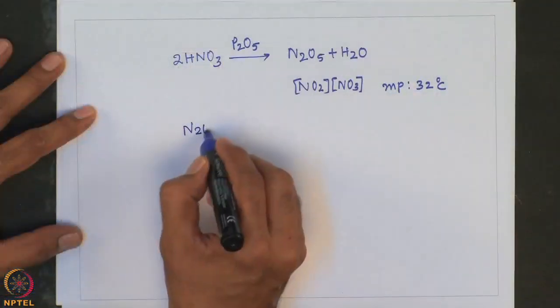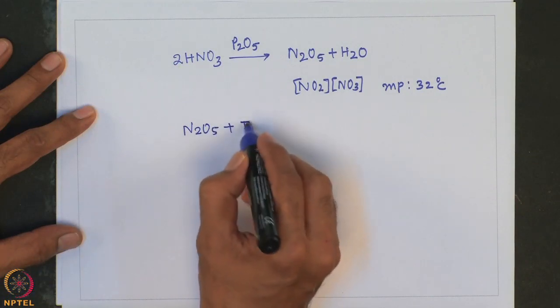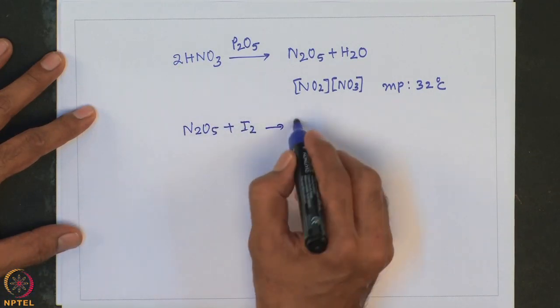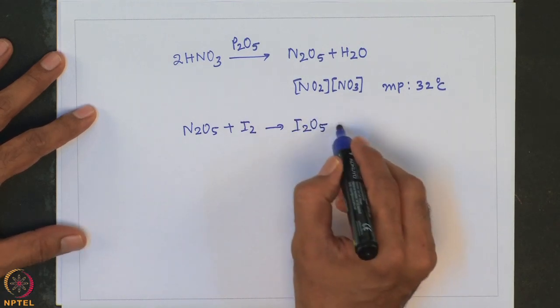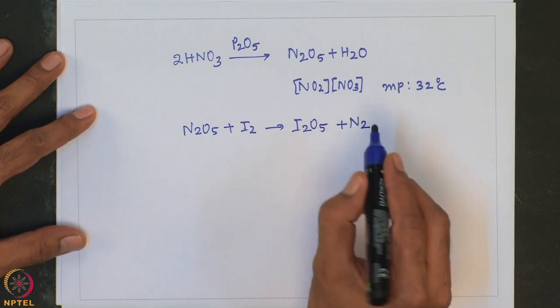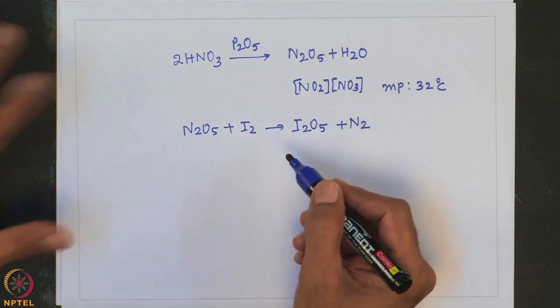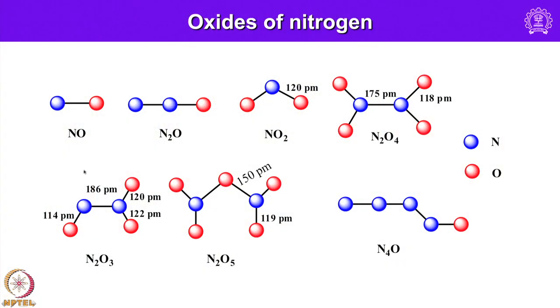For example, N2O5, when it is treated with iodine, it forms I2O5. So, iodine goes to +5 oxidation state, plus N2 is formed. It indicates it is a very powerful oxidizing agent. You can see the structures of some of these oxides shown here. This is linear, N2O is also linear, whereas NO2 has a bent structure, N2O4 has this structure, and N2O3, this is how it looks, and this is N2O5, and this is N4O.